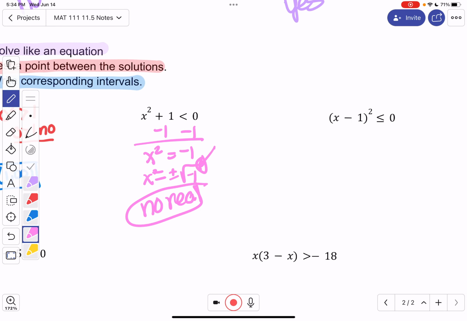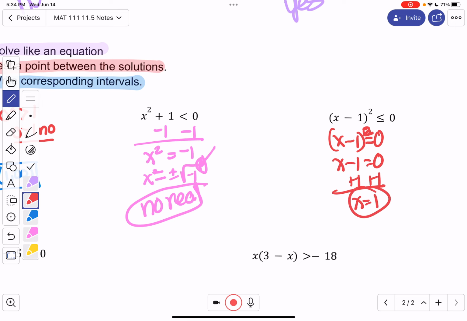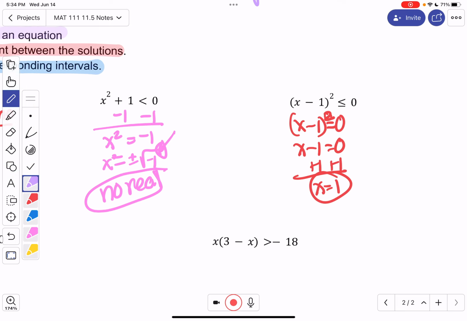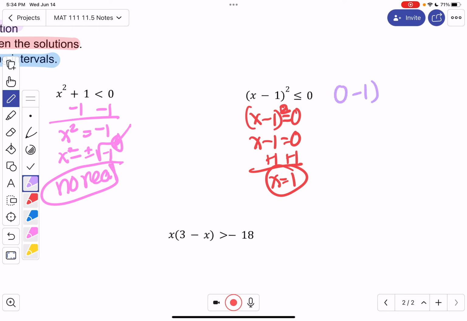All right, let's do this one. We've got x minus 1 squared equals 0. Square root of 0 is 0. Add 1 to both sides, we get x equals 1. Here, there's only one solution. So instead of testing a point between, we're going to test a point below and a point above. So below 1 is 0. So 0 minus 1 squared is negative 1. Negative 1 squared is positive 1. 1 is not less than or equal to 0. So we know we're not less than 1.